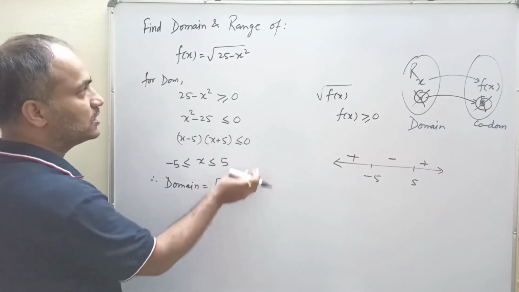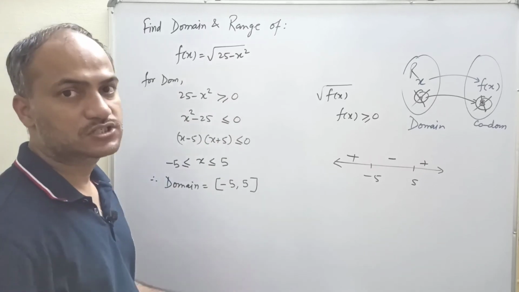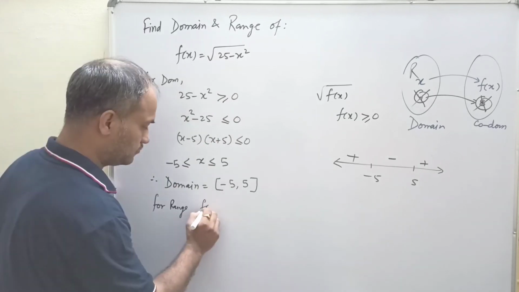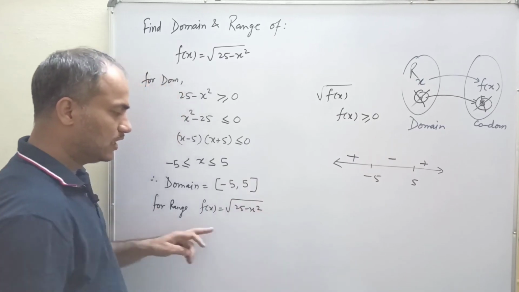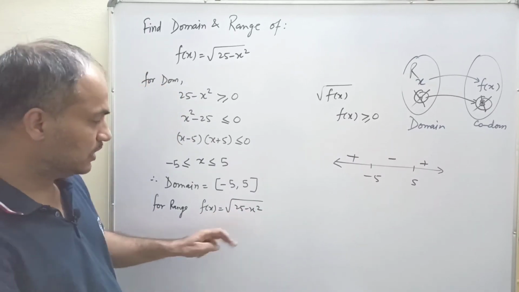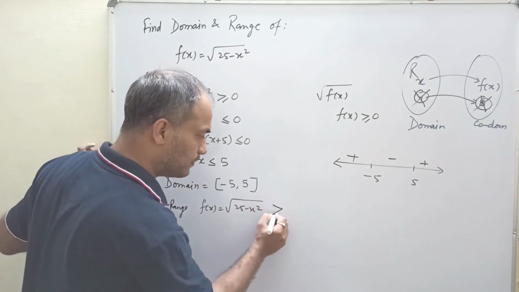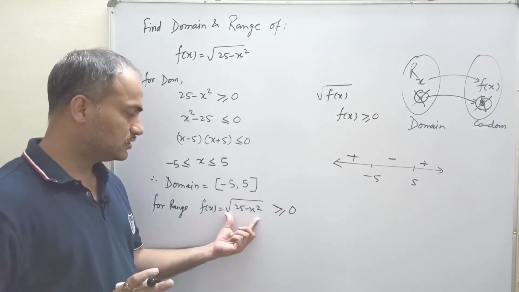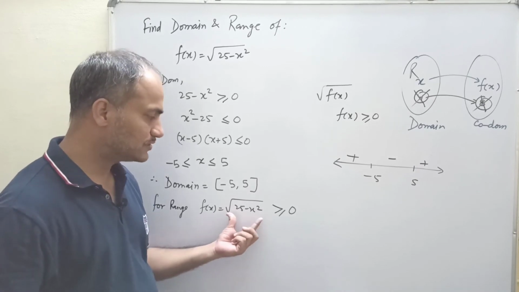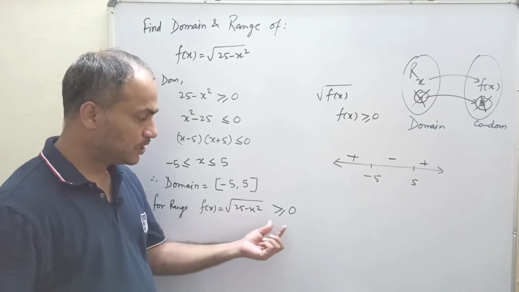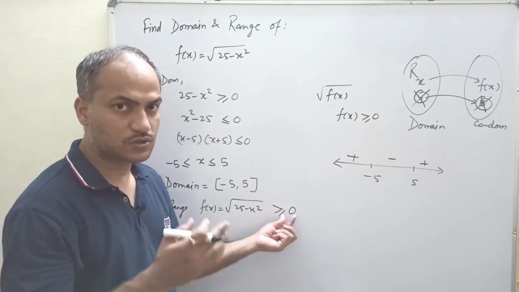Now when we put these values here, what is the range? Now how to find this range? f(x) was square root of 25 minus x square. Now range means we know one thing, that values of f(x) will always be greater than or equal to 0, because square root is defined as always the positive value. This can never achieve a negative value. So values will be greater than or equal to 0, 0 to infinity.